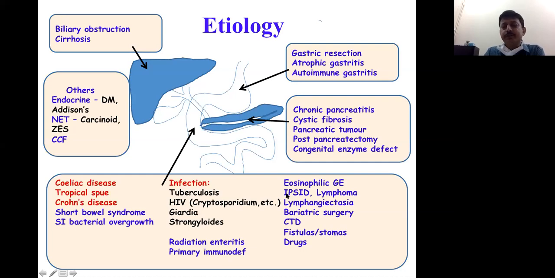IPSID is something which used to be seen in the past, but we have not seen any case for the last 10 to 15 years. But this is something which was earlier a cause of malabsorption. You have lymphangiectasia, bariatric surgery. Now, with bariatric surgery, the aim of surgery is to induce malabsorption. So malabsorption is not a disease here, but obviously they get malabsorption because that's the aim of surgery, to reduce absorption so that the patient loses weight. Connective tissue disorders, again, the important ones being scleroderma and SLE. These are the two main conditions where you can have malabsorption, as well as patients with fistulas, stomas, and drugs.